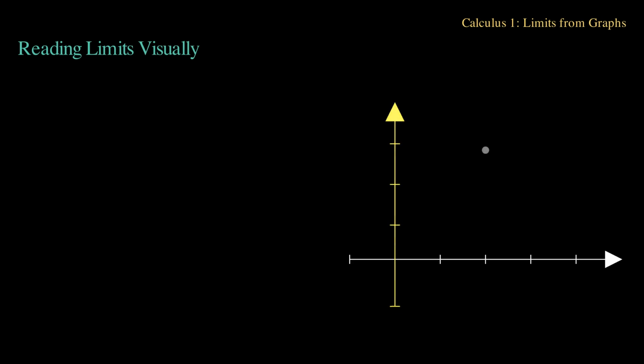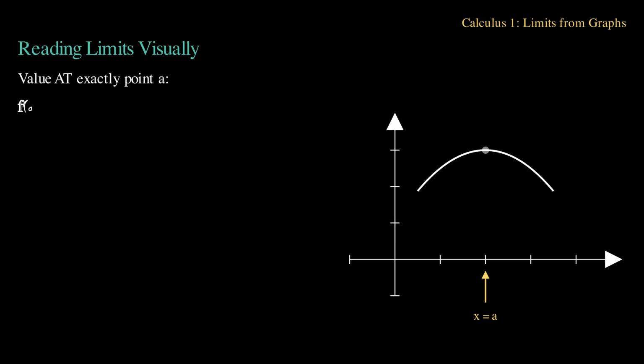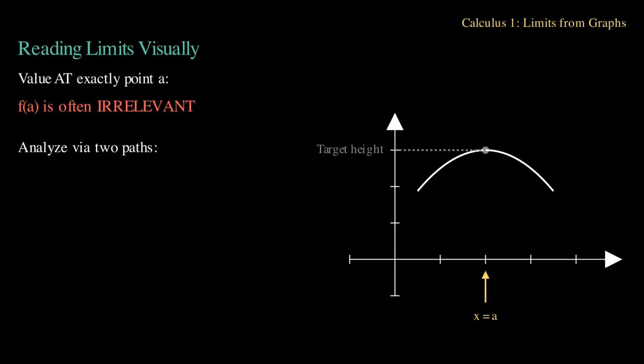We aren't just scanning the axes to see where a single point sits, we are studying the dynamic, continuous path that the function takes as it approaches that specific x value. Remember this fundamental rule. The value of the function exactly at a point, denoted as f of a, is often completely irrelevant to the limit itself. We only care about the intended height or target value that the function is aiming for from both the left and right sides.